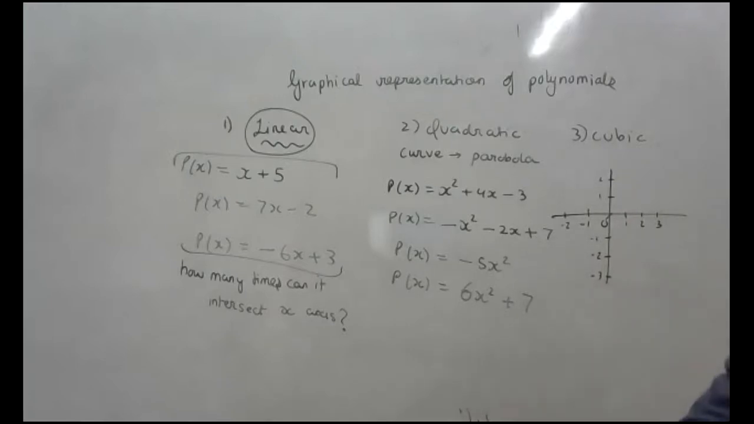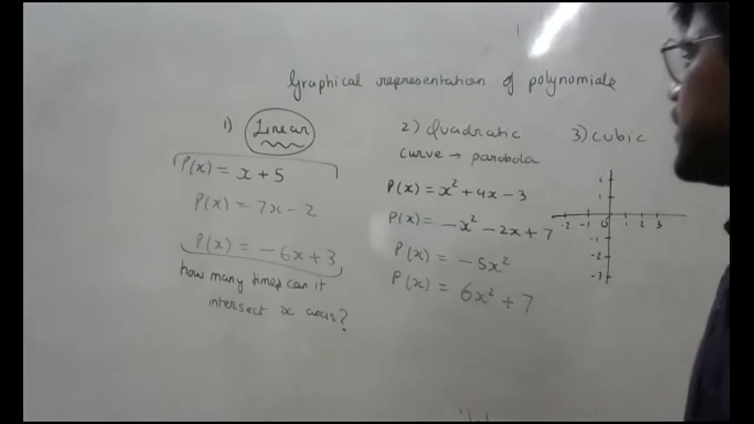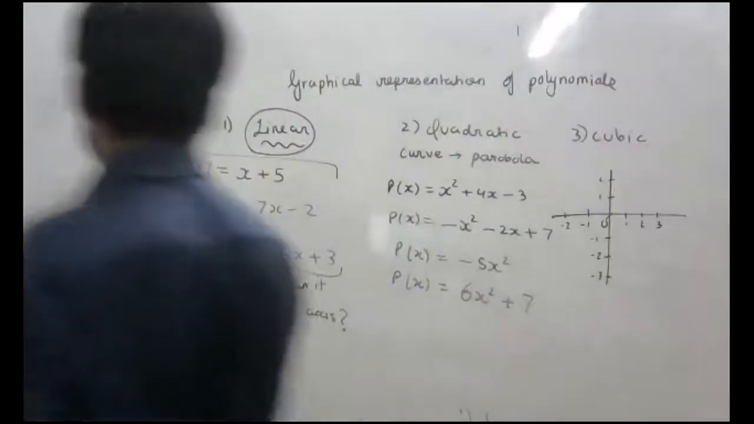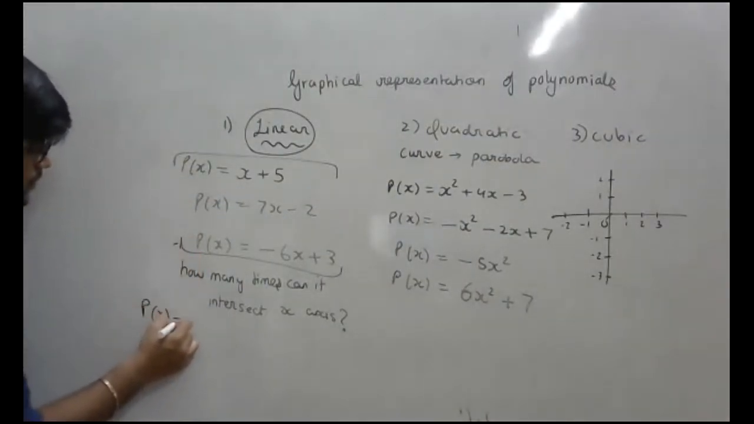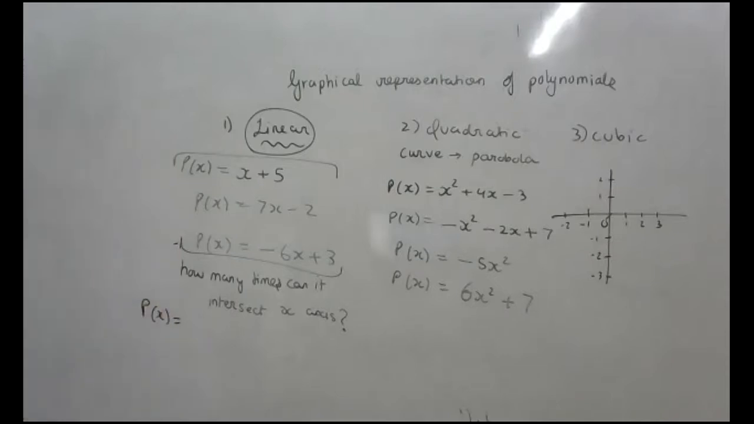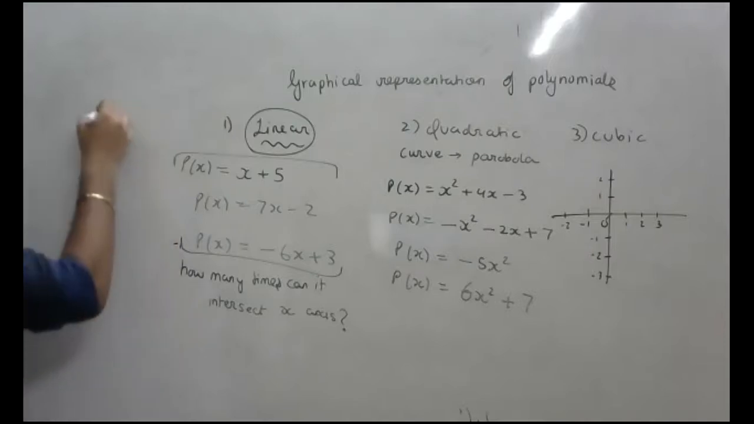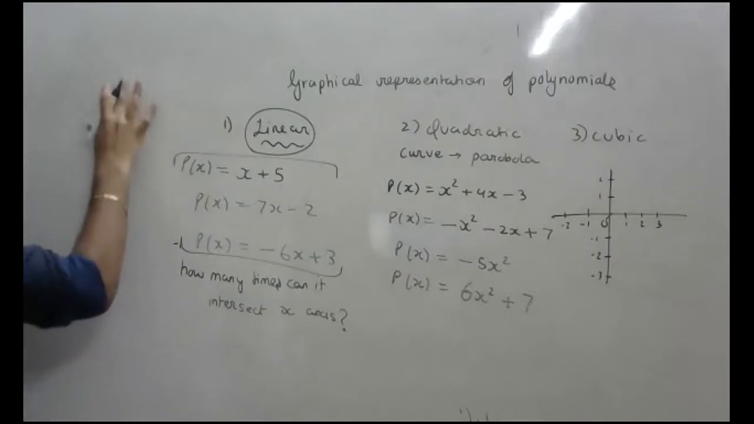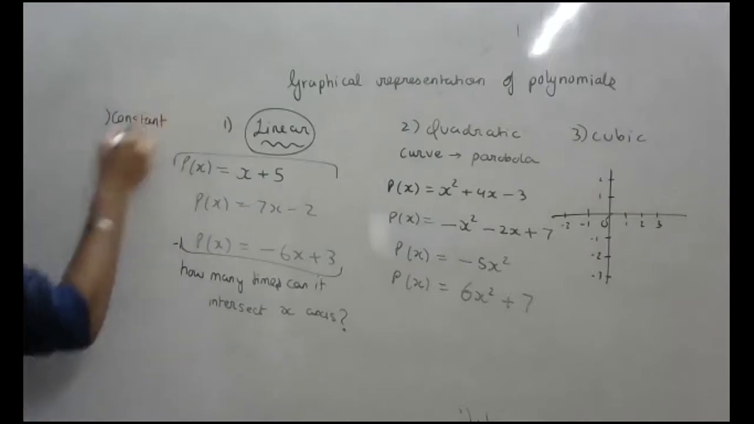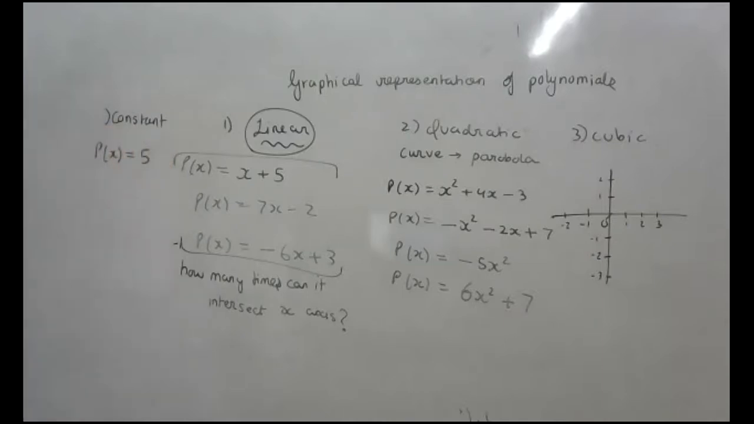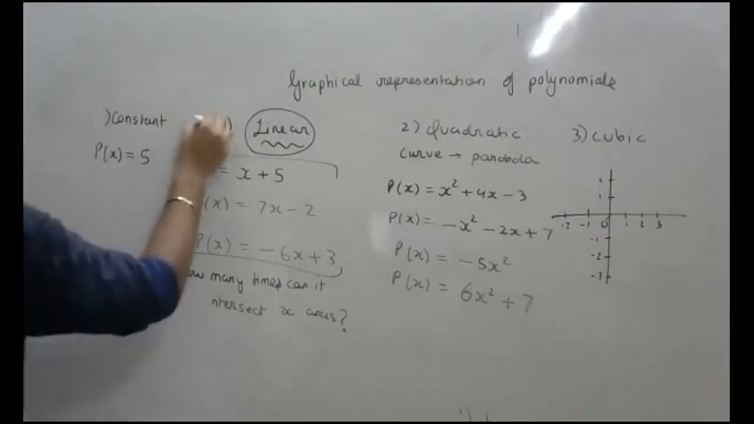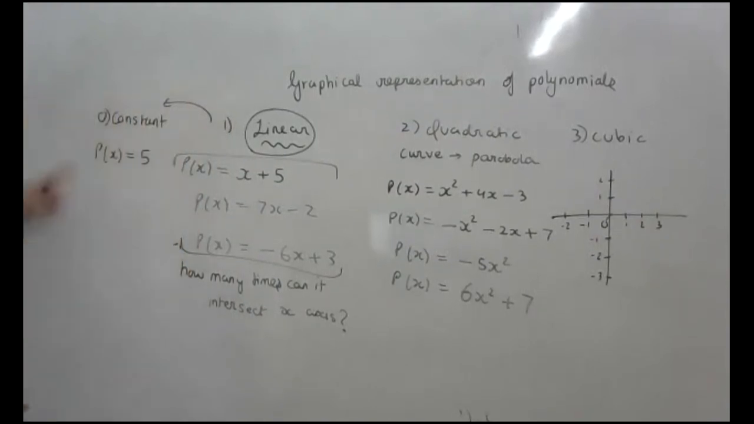If my polynomial is, let's say, a constant one. What do we mean by a constant polynomial? When p of x is equal to just a number. Let's say p of x is 0. Yes, when the power is 0, we call it a constant polynomial, before linear.